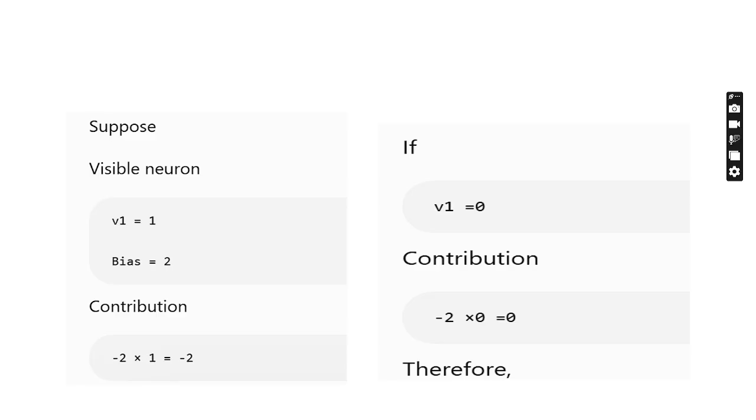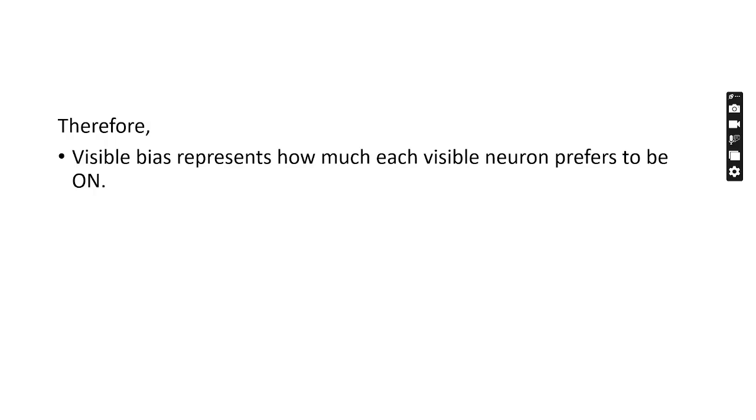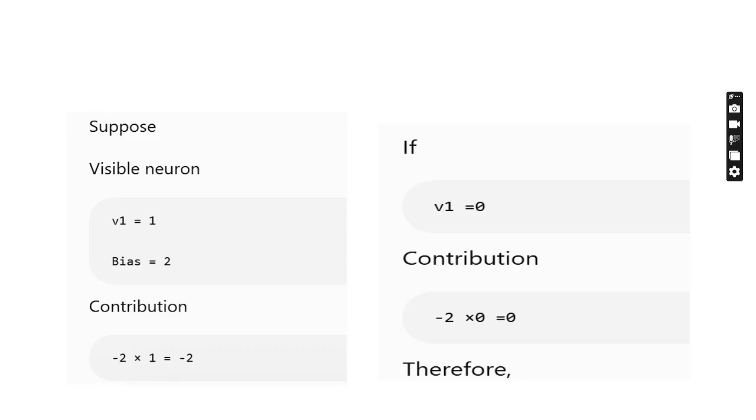If V1 is equal to 0, the contribution is -2 into 0. Therefore, the visible bias represents how much the visible neuron is supposed to be on. Here, V1 equal to 1 means the neuron is on, V1 equal to 0 means the neuron is off. So V1 equal to 1 will have the highest probability compared to V1 equal to 0.